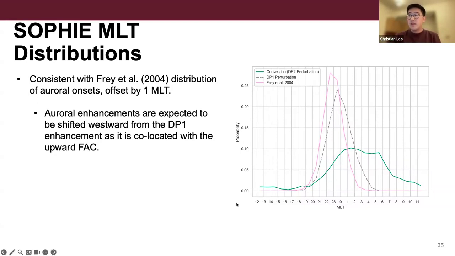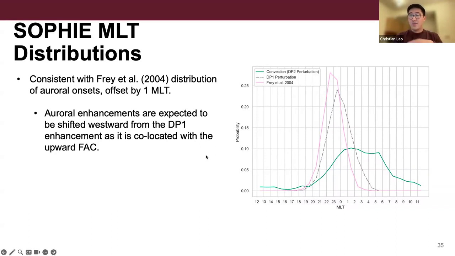And we find that this distribution is consistent with the Frey et al. distribution of auroral onsets, offset by 1 MLT. This worried me for a little while, but that kind of makes sense because the auroral enhancements are expected to be shifted westward from the DP1 enhancement, as it's co-located with the upward field-aligned current corresponding to downward flowing electrons.